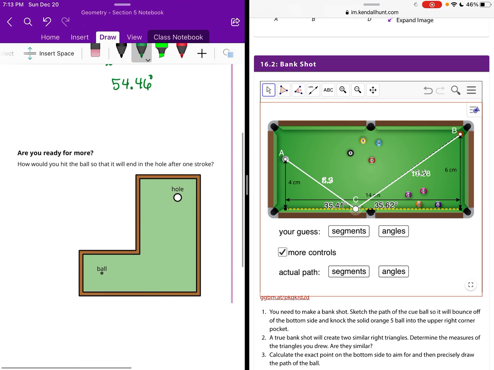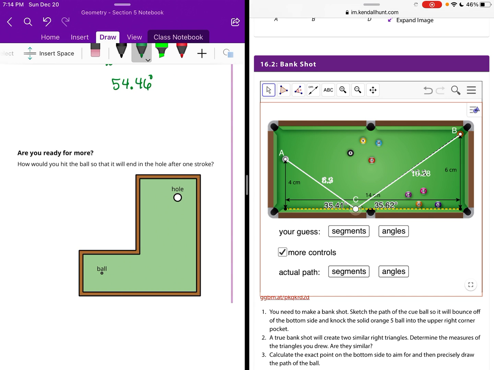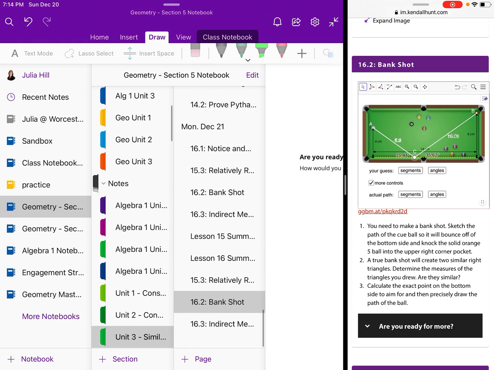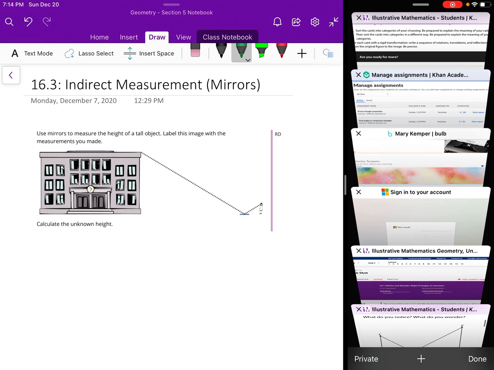And that's kind of what this Are You Ready for More is talking about. So if you want to take a look at that and try to figure out a path of the ball so that it would go in the hole after just one stroke, go for it. All right, let's take a look at the last part of this. So we're going to go here to indirect measurement. Now here is where we can use similarity to indirectly measure various objects.